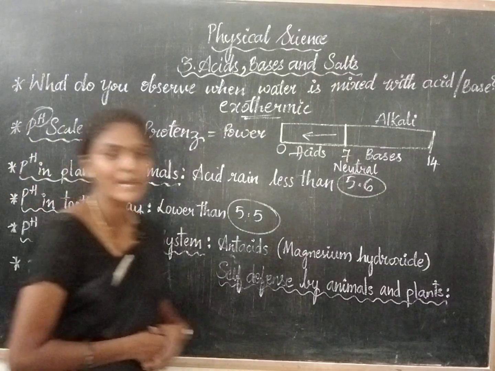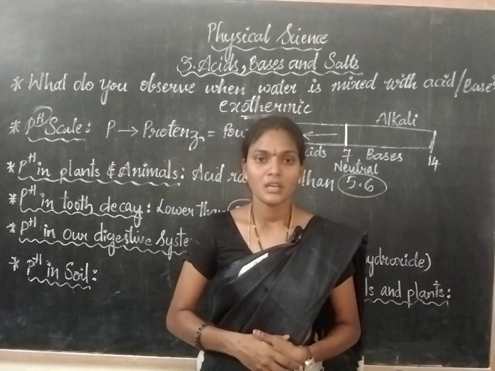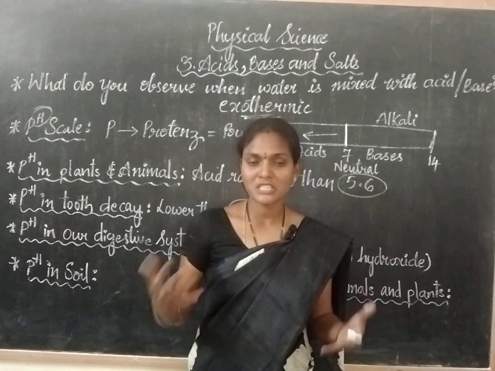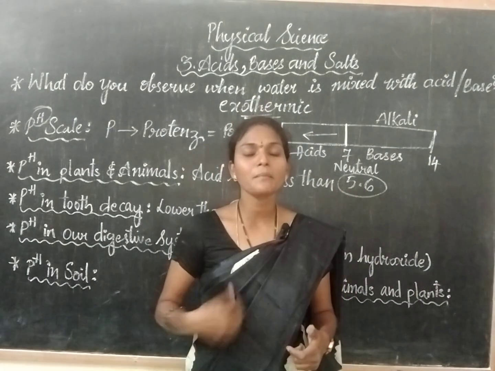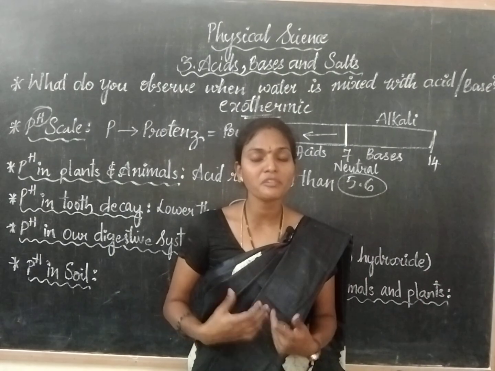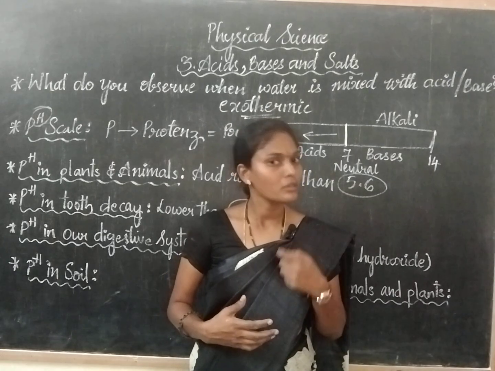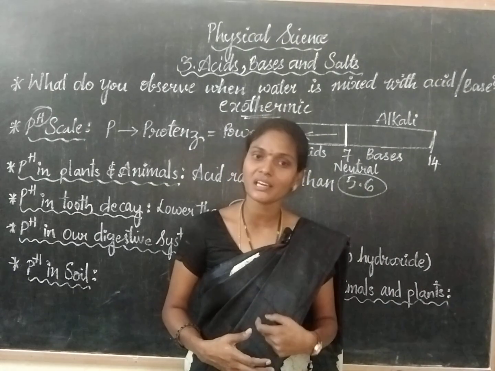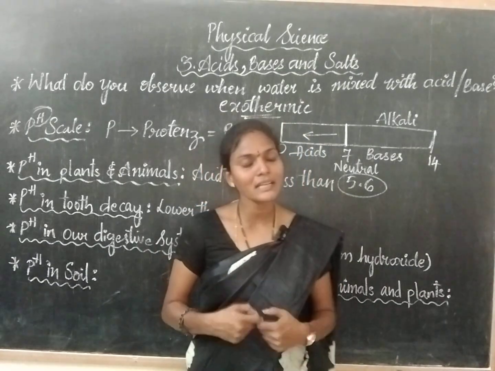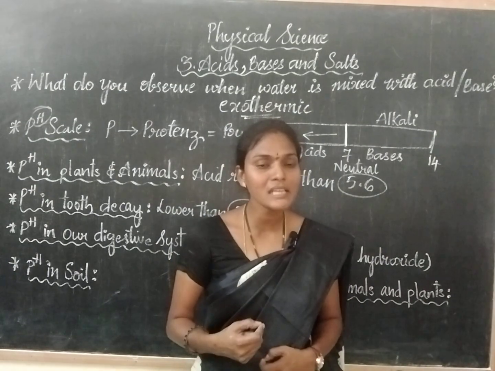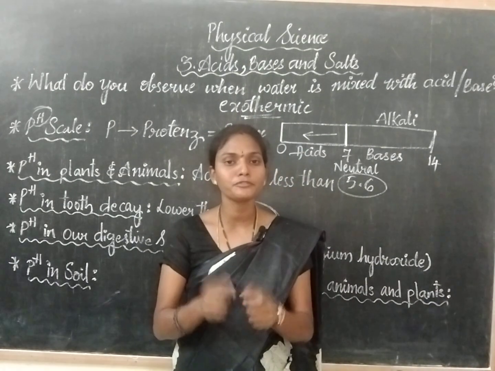Next, pH in our digestive system. For example, when you attend a function, you have a lot of masala food, chicken, mutton, everything, and what happens? Sometimes we feel that our stomach is burning. Why is the stomach burning? Our stomach contains HCl acid in a small quantity. What does that HCl acid do in our stomach? It makes the food digest.